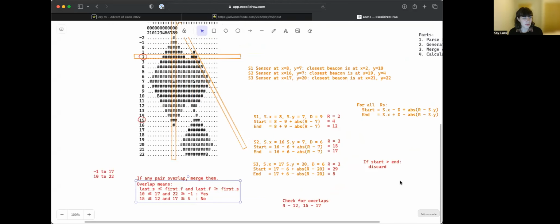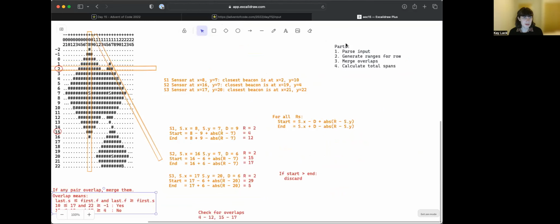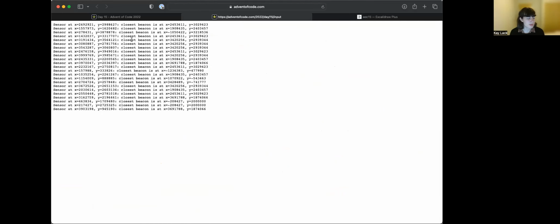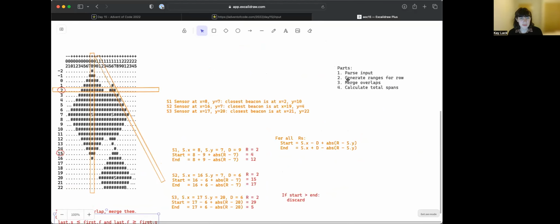So what we need to do now is to parse the input, which I might not actually do considering it's quite short. I could probably just Command D my way through this. Generate some ranges for each row, for the row that we're looking at. Merge any overlaps, and then calculate the total spans by getting the difference between the start and the finish. And then we've got our number. So in principle, should be quite straightforward.